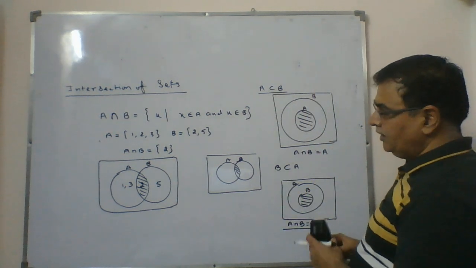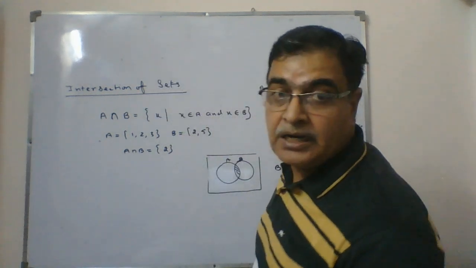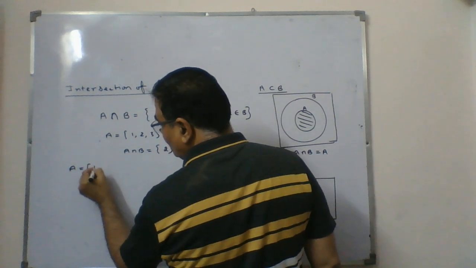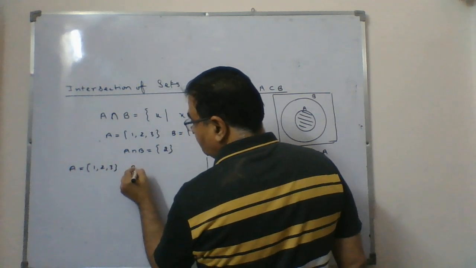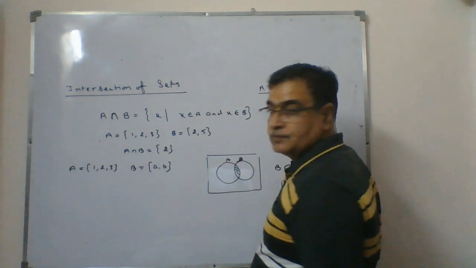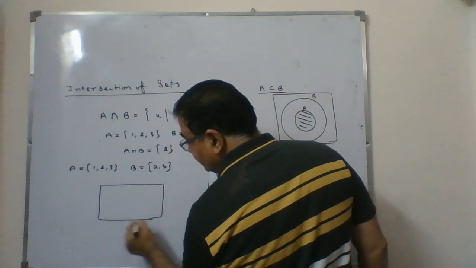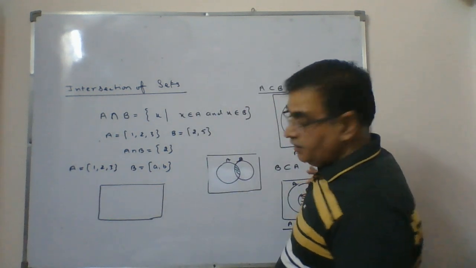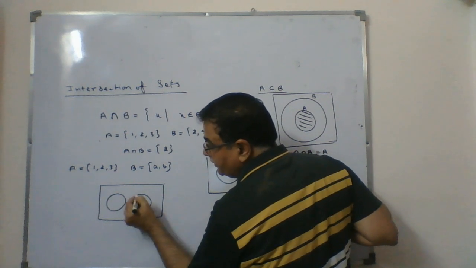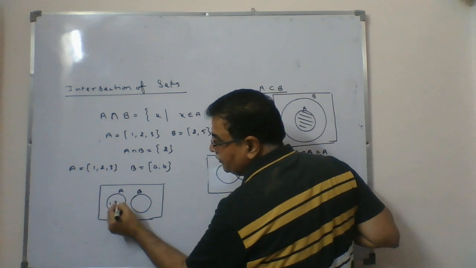One more thing I'll add here. If two sets are disjoint, disjoint means, say A has 1, 2, 3 and B set has a and b. And if I ask you to make the Venn diagram and show what is A intersection B, when this condition comes, one thing is clear: nothing is common among them. So A will be this and B will be this. Here the elements will be 1, 2, 3.